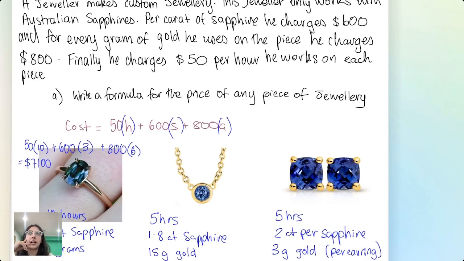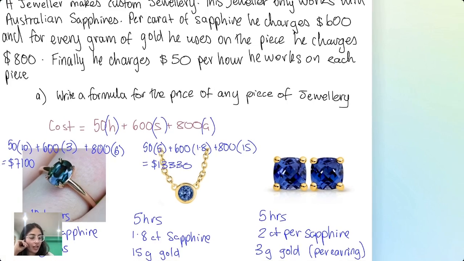Bilal, the next one, please. What did you plug into your calculator? Do I have to say a bracket part? You can just say 50 times 5. That's fine. 50 times 5 plus 600 times 1.8 plus 800 times 15. Beautiful. And what does that equal? 13330. Everyone got the same thing? Yes. Nice.